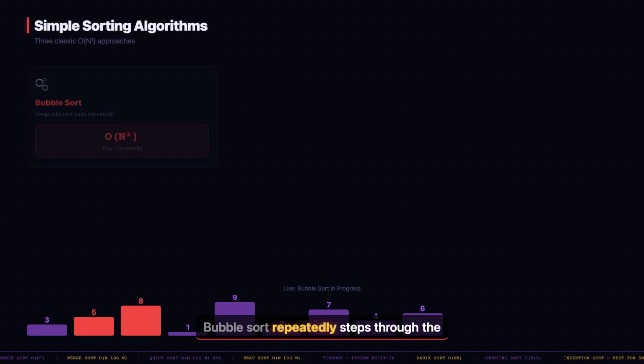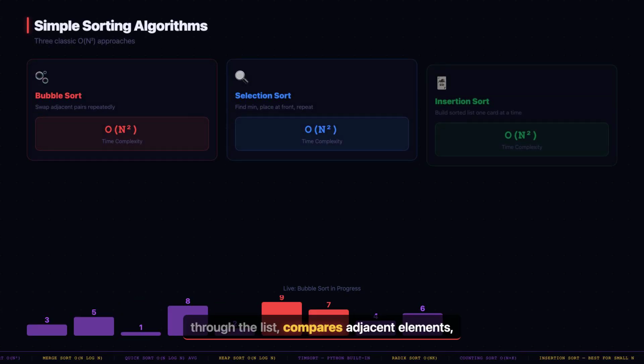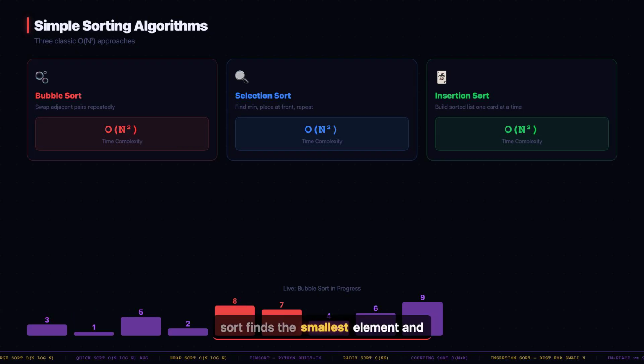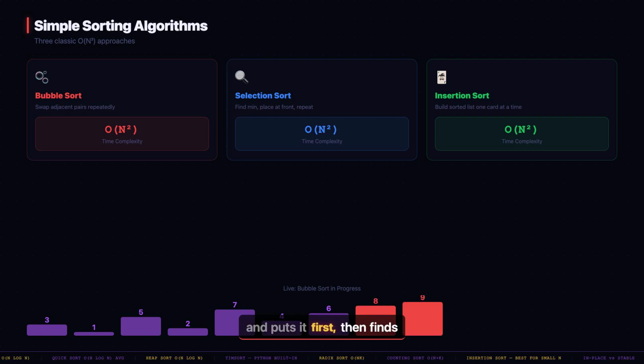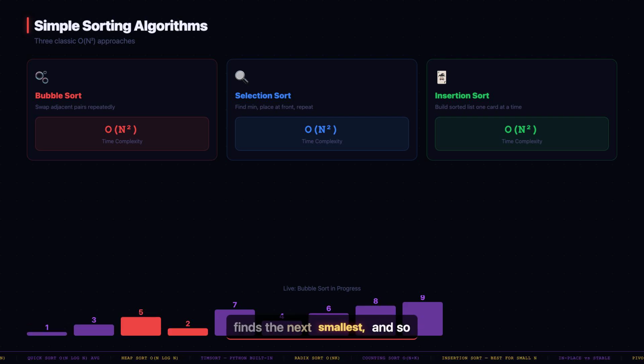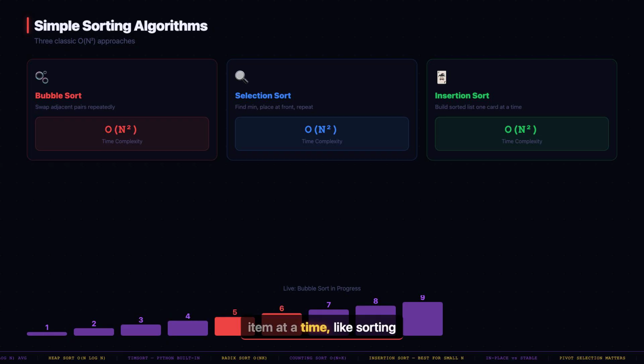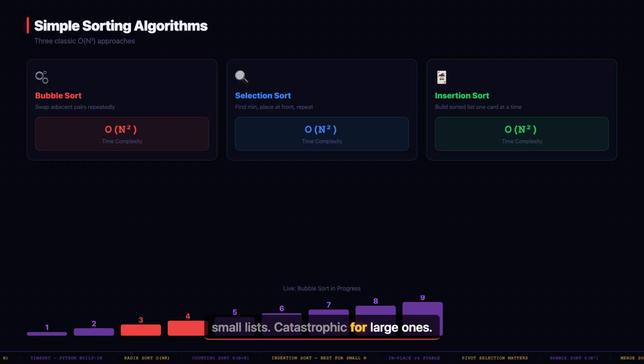Bubble sort repeatedly steps through the list, compares adjacent elements, and swaps them. Selection sort finds the smallest element and puts it first, then finds the next smallest, and so on. Insertion sort builds the sorted list one item at a time, like sorting a hand of cards. All three are O of n squared. Fine for small lists. Catastrophic for large ones.